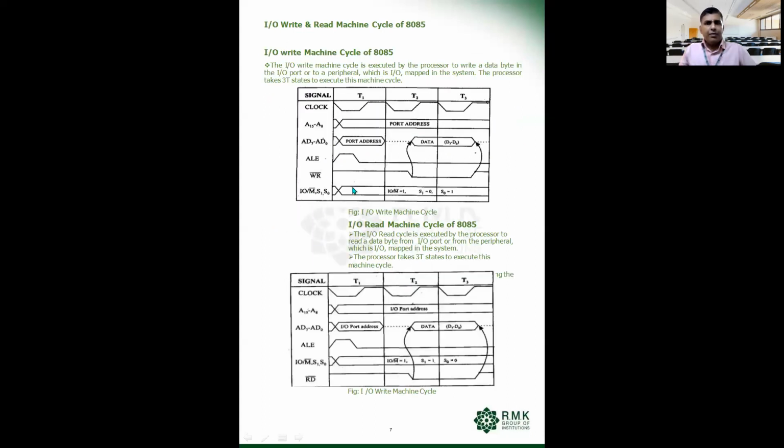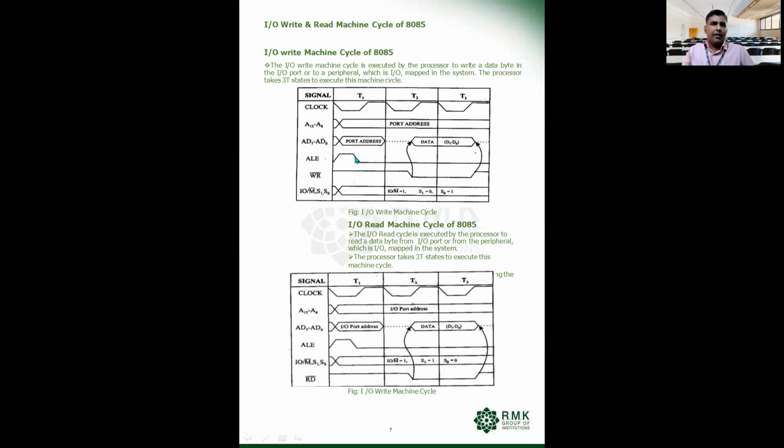Now, the same thing we can do for the IO read and IO write operations. This is also 3 clock periods. So let us look at the IO write machine cycle. There will be 3 T states, T1, T2 and T3. The lower order address is available when the address latch enable is high during the first clock period. Instead of memory, it is a port address. Whenever we talk about input and output operations, we will always talk about ports.